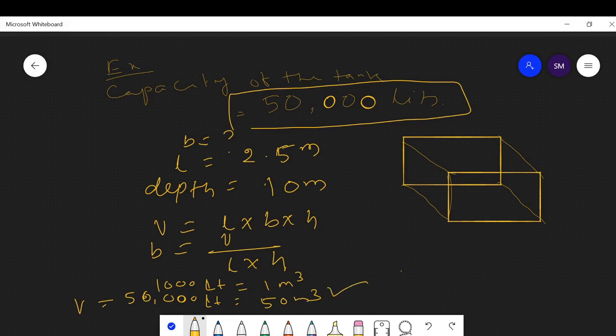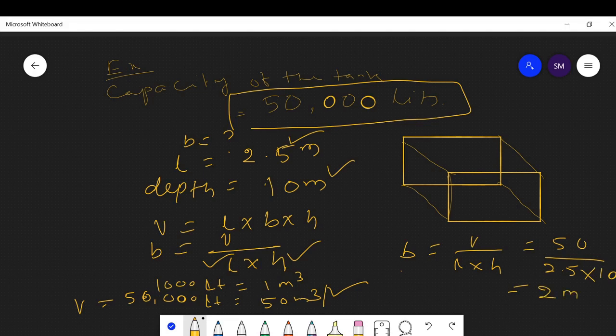We know the amount of volume. This is 50 meter cube, and length and height are already given. Then breadth is equal to V upon L into H. Here V is equal to 50, L is equal to 2.5, and height is equal to 10. By solving this we get breadth is equal to 2 meter. Here length of the tank is 2.5 meter, breadth is 2 meter and depth is 10 meter.